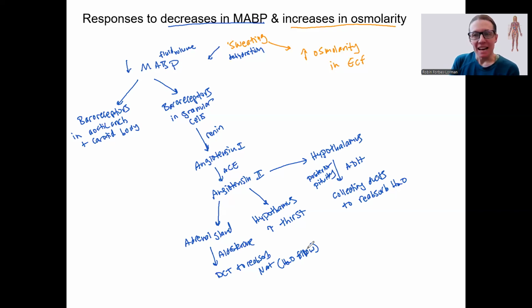Okay, the last effect of angiotensin, I'm going to do in a different color because it is a response of the cardiovascular system. So this is going to be vasoconstriction. Does this make sense? Vasoconstriction in response to low blood pressure. Vasoconstriction causes increased total peripheral resistance. Right?